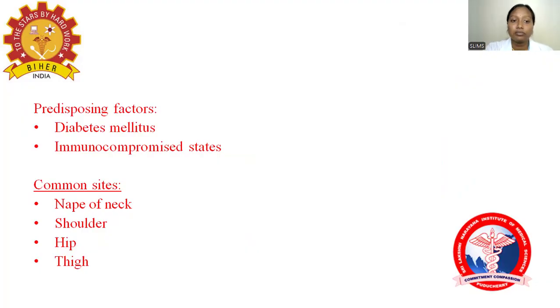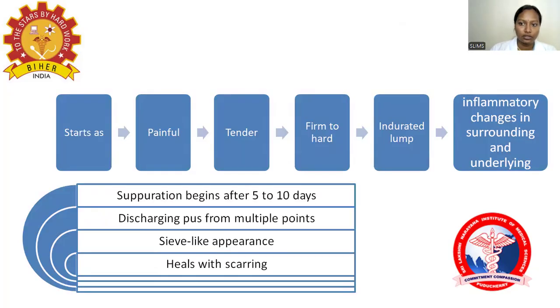Again, for this condition, predisposing factors are usually diabetes mellitus, an immunocompromised state like HIV, or being on steroids. The common sites again are nape of the neck, shoulder, hip, and thigh. So how does it start? It usually starts as a smaller pustule. It's painful, tender, then it becomes indurated and it affects the surrounding tissue also.